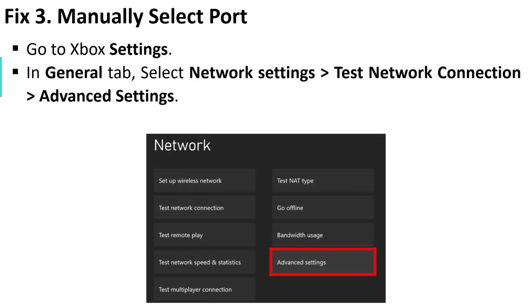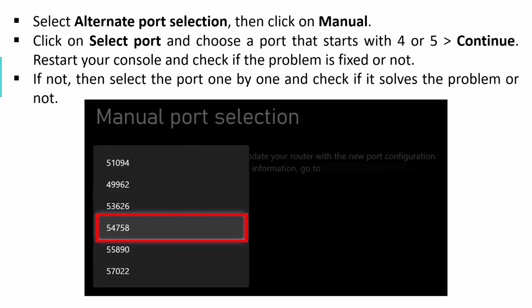Fix 3 is to manually select port. So go to Xbox settings, in general tab, select network settings, test network connection, advanced settings, select alternate port selection, then click on manual. Click on select port and choose a port that starts with 4 or 5, continue. Now restart your console and check if the problem is fixed or not. If not, then select the port one by one and see which one works for you.